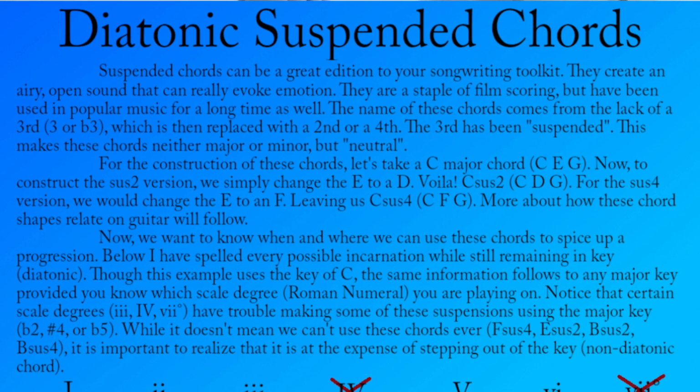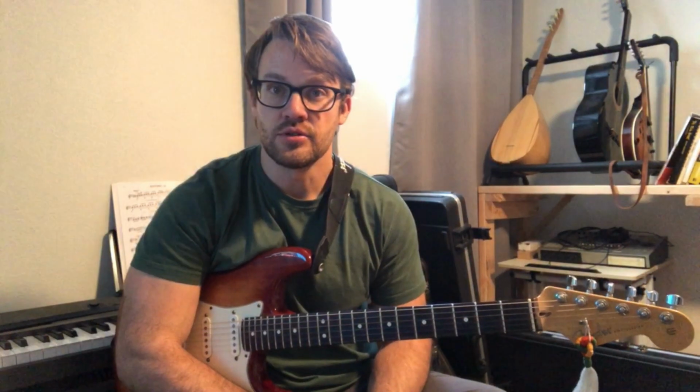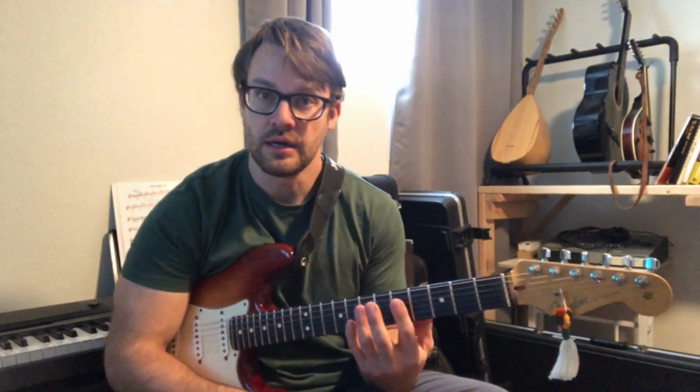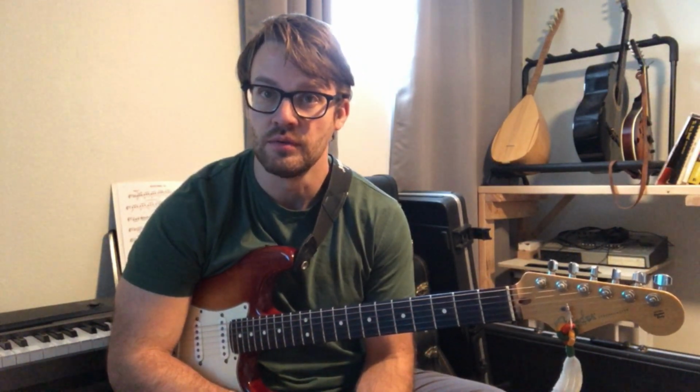For the construction of these chords, let's take a C major chord, C, E, G. Now to construct the sus2 version, we'll simply change that E that was in the middle there to a D. Voila! C sus2, C, D, G. And for the sus4 version, we would just change the E to an F, leaving us C sus4, C, F, G. More about how these chord shapes relate on guitar will follow. In the next section we'll actually hit some shapes and I'll show you where you can employ these.